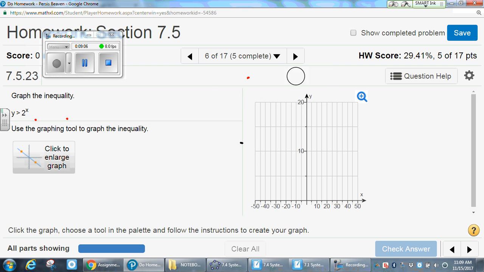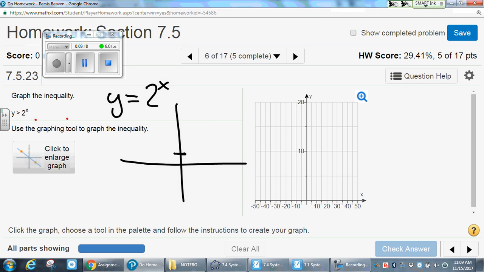Okay, so are you guys at the exponential one? This one is very interesting to graph. You already know that if it was an equation, the base would be 2, and it would be an exponential growth. Will this be solid or dash? Dash. And will it color above or below? Above. This is greater than.